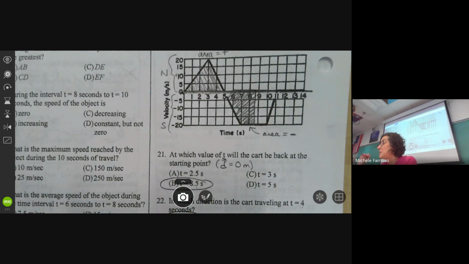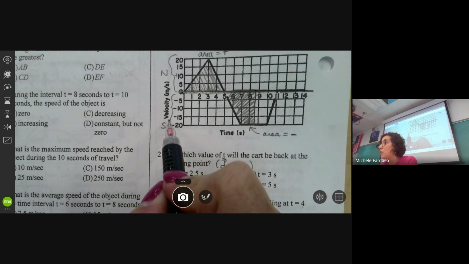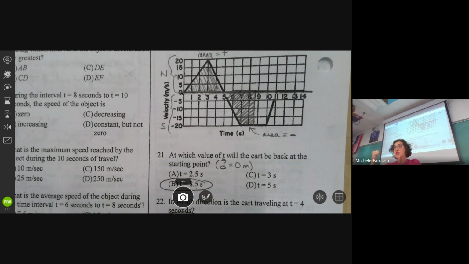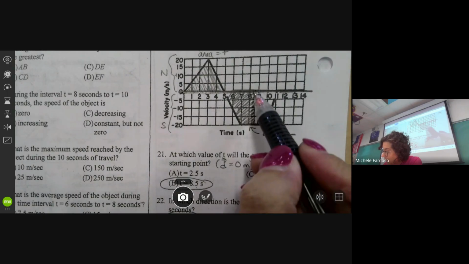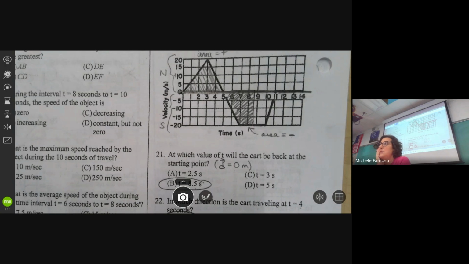That negative means something. Beyond 5 seconds, we started going south. We were headed north. At 5 seconds, we stopped and reversed direction. So the only way we can get back to our starting point is after we have reversed our direction to get us backwards. And that's why it's going to be over here. Make sense? Okay. Anything else?